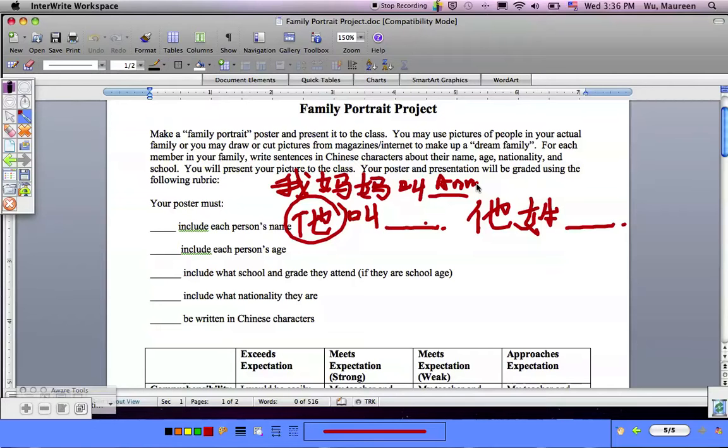Next up is, what is a sentence you could talk about somebody's age? So I'm going to give you a second. Somebody raise your hand. So maybe somebody said, 他什么什么什么岁. Like 他15岁.